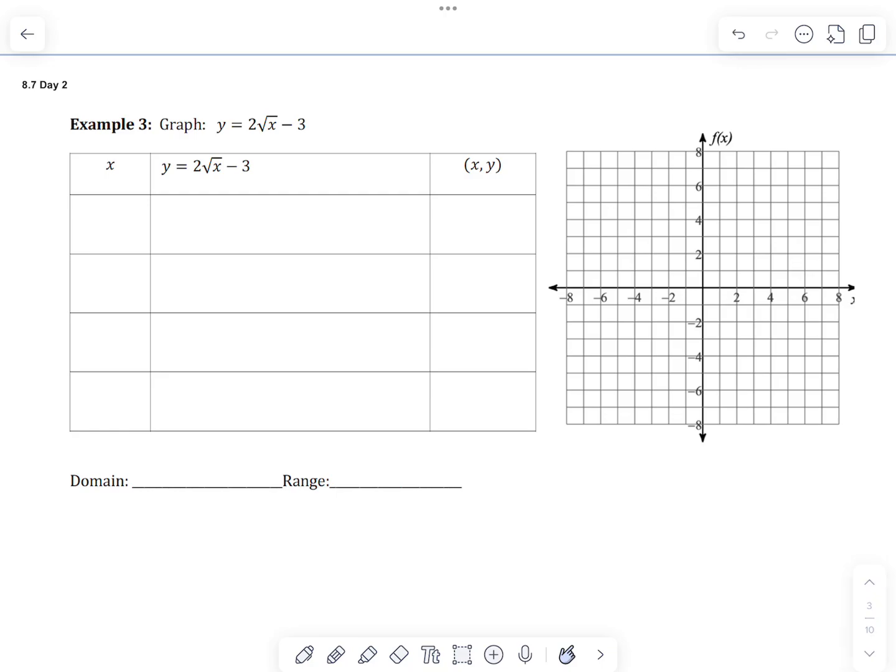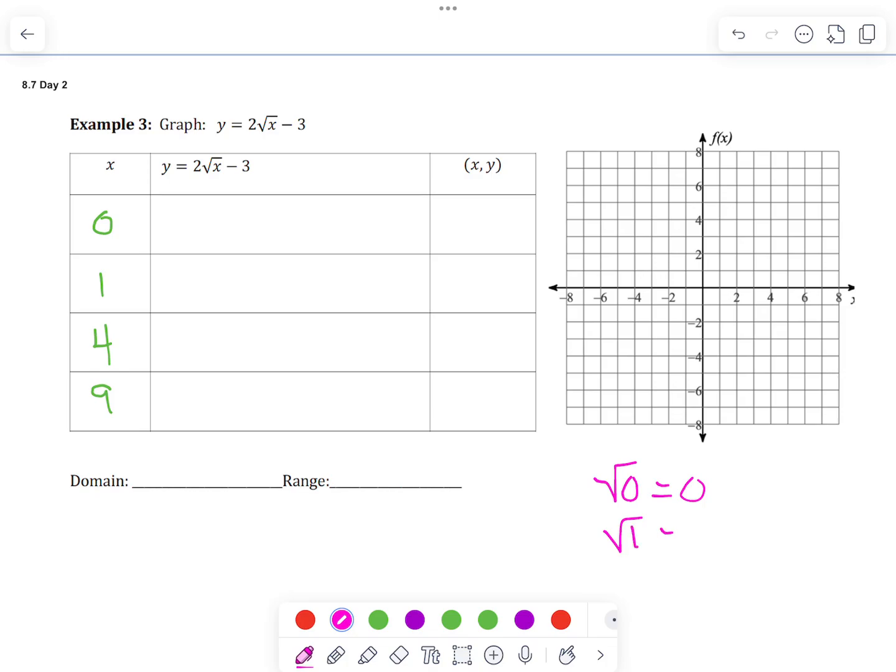Okay, we're going to go ahead and graph this function, so we're going to evaluate the function. So I'm just going to choose numbers like 0, 1, 4, and 9. The reason why I'm choosing those numbers is they are all perfect squares, because the square root of 0 is 0, the square root of 1 is 1, the square root of 4 is 2, the square root of 9 is 3. All right, so let's go ahead and substitute those in.